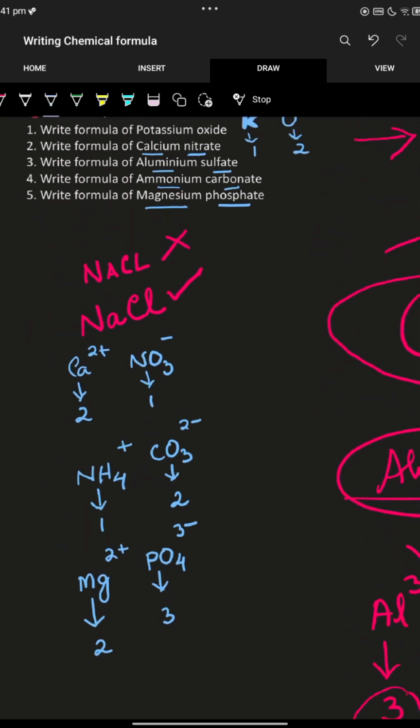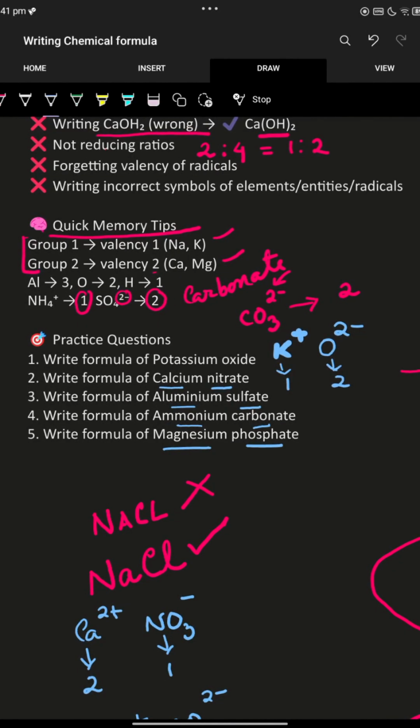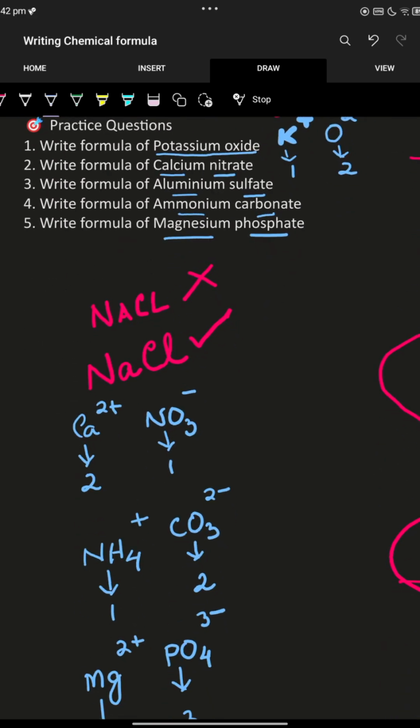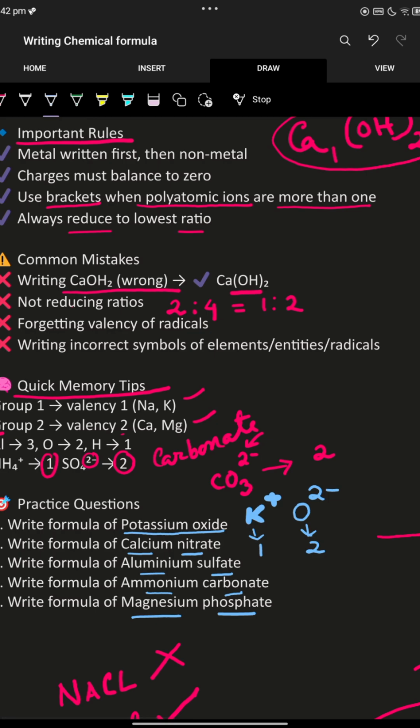I would appreciate it if you write the names of these compounds which I gave you in the comment section and write the formula over there, so that I can check whether you have done it correctly or not. So remember that these things can be mastered only with practice. Then you will be familiar with many such radicals.